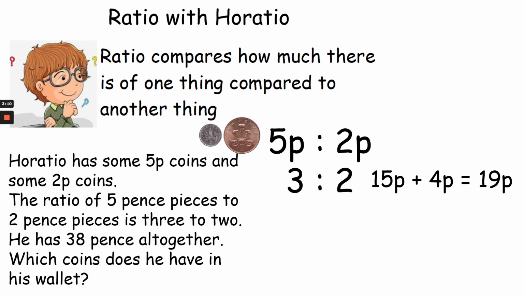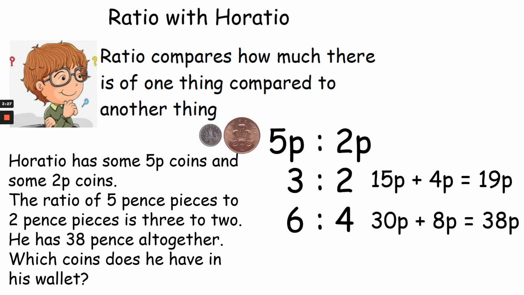All right, let's have a look. What I'm going to do now is use the fact that I can scale up this ratio to 6:4. It's the same ratio, it just looks different. If he has 6 5p coins and 4 2p coins, this is his total. He's got 30p plus 8p. He's got 38p.